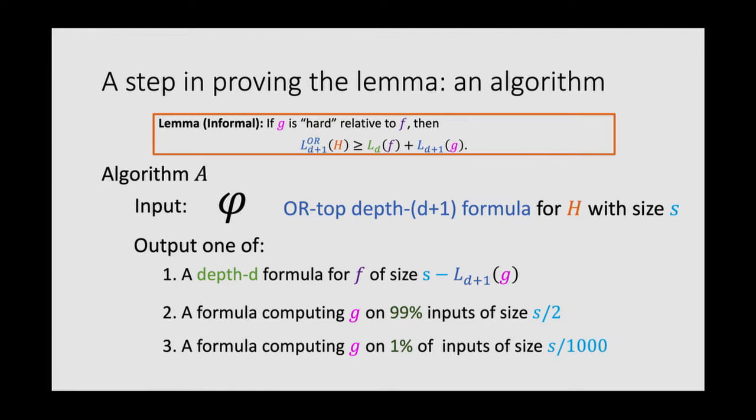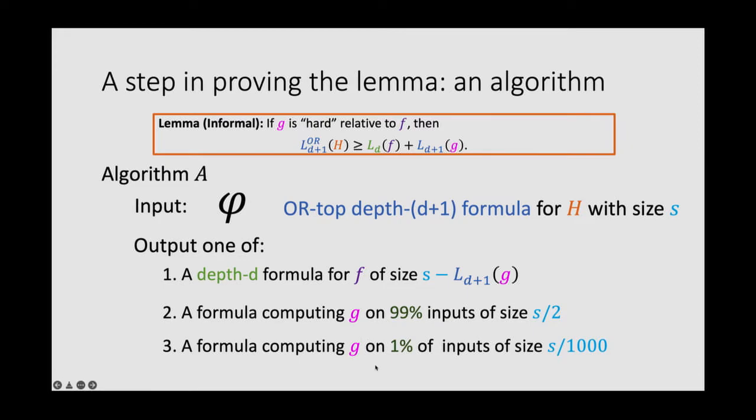Okay, I guess I need to say it in more detail. What's going to happen is you're going to feed in a formula for h, and this algorithm is going to look at your formula and construct smaller formulas for one of two different functions. Either it's going to construct a small formula for f, or it's going to construct a small formula for approximating g, or an even smaller formula computing an even weaker approximation of g. So either you get some small formula computing a strong approximation of g, or an even smaller formula computing a weak approximation of g.